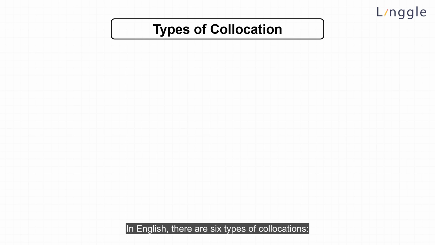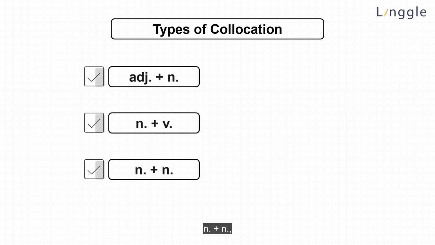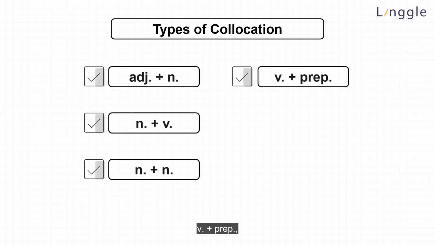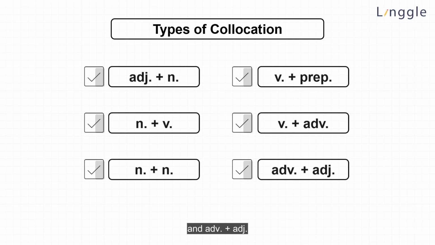In English, there are 6 types of collocations: adjective plus noun, noun plus verb, noun plus noun, verb plus preposition, verb plus adverb, and adverb plus adjective. We will introduce the first 3 types in this video and the other 3 in the next video.